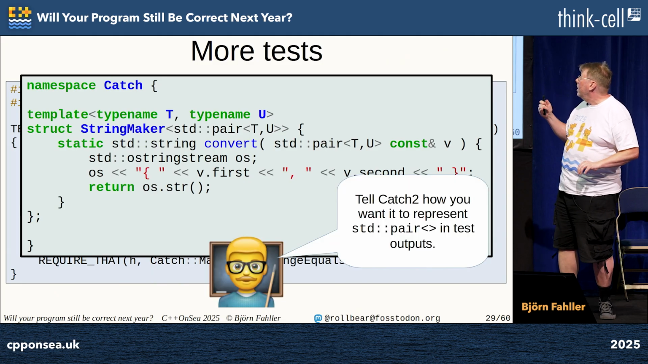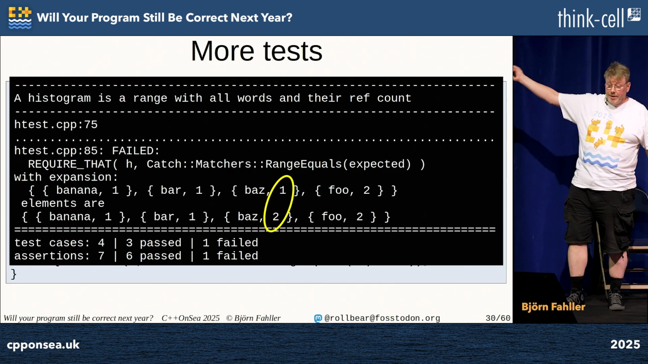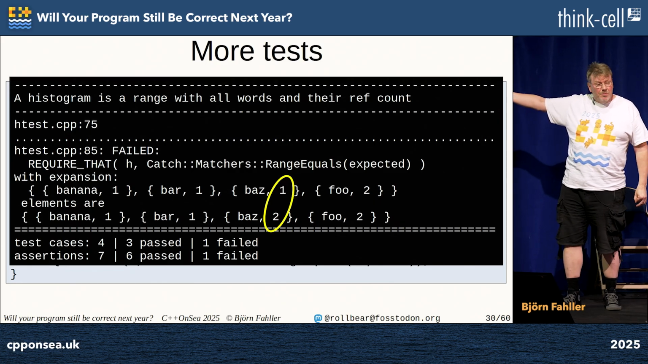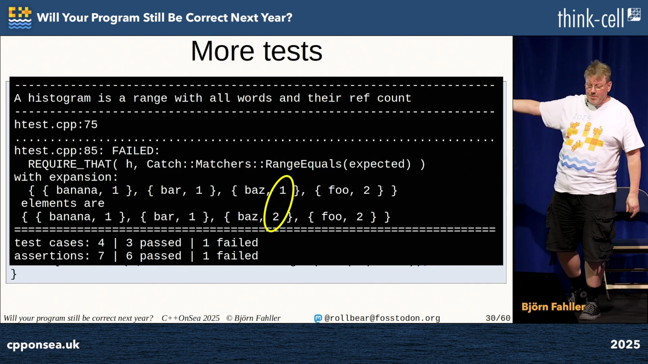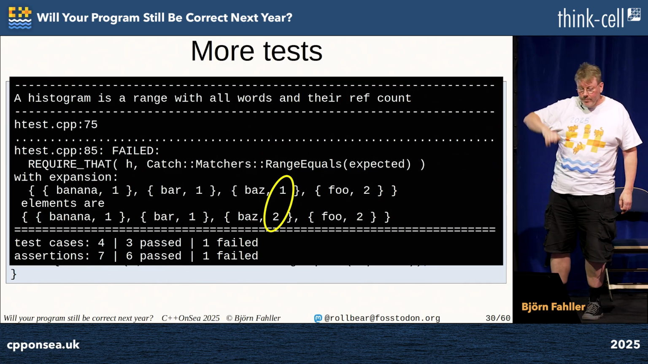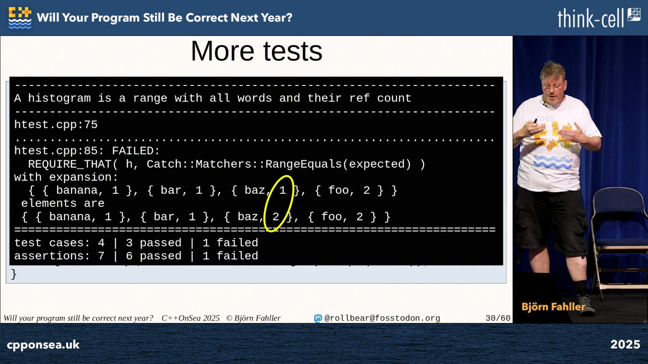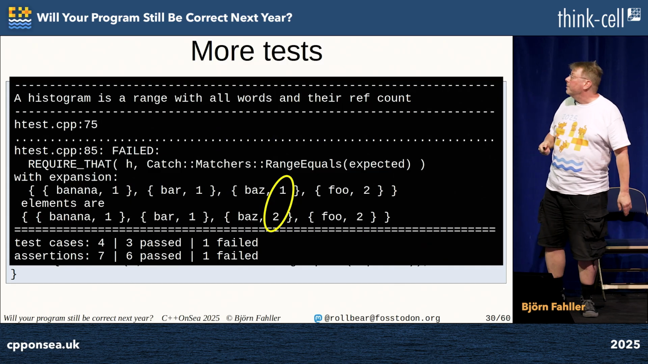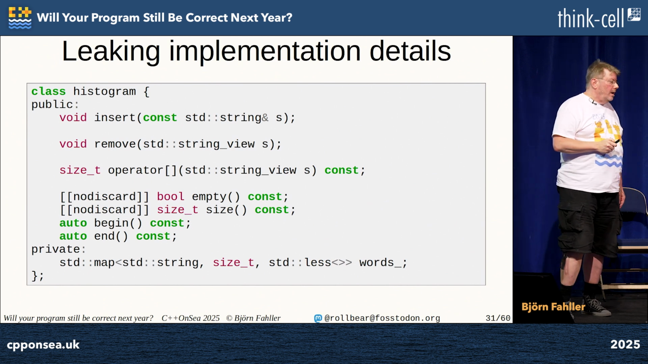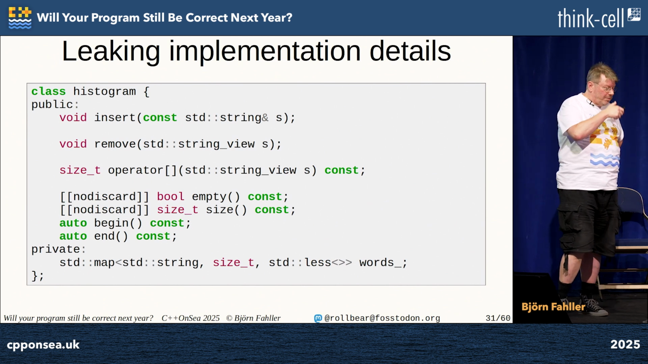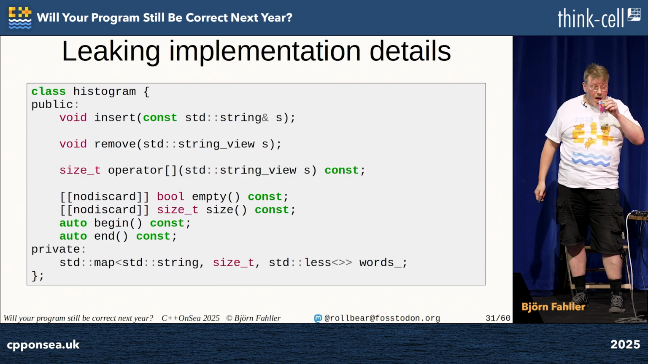So when I do that, now I got the information I wanted, and I can see that I have a really weird bug in my implementation: everything else works, but baz has the wrong count. But this is something to work with. Now you can figure out what your problem is. This is an easy trap to fall into, leaking implementation details.